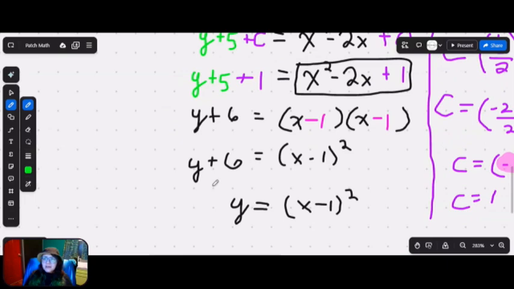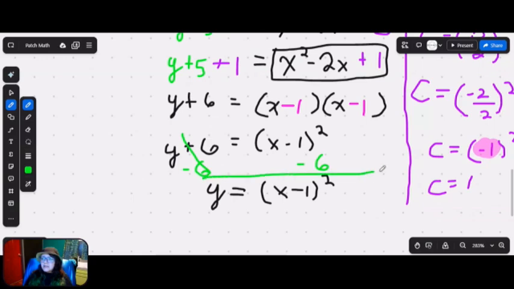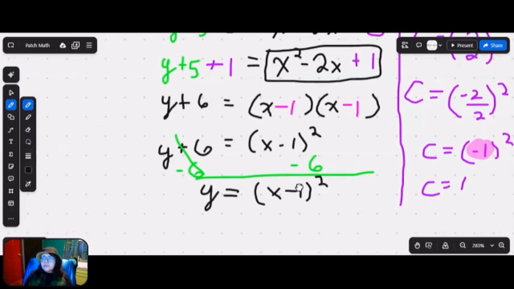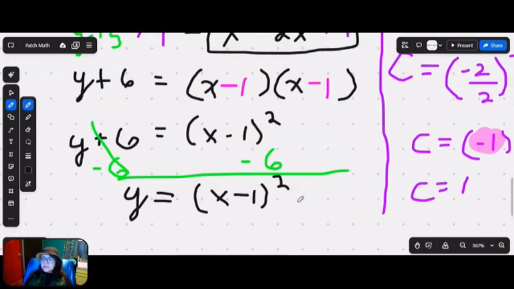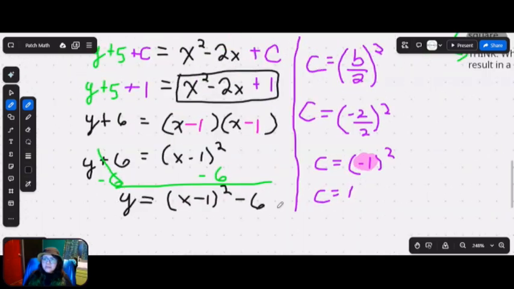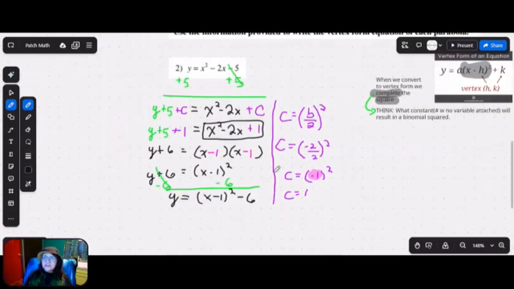So this 6 is being added on. The opposite of addition is subtraction. So if we want to get that to go away, to cancel out, for that to just be y, we're going to minus 6. Now we're going to minus that 6 from both sides. And when we minus 6 here, it just gets tacked on to the outside. We're going to leave that parentheses squared because PEMDAS says, hey, parentheses and exponents must come first. We can't simplify that down anymore. So that minus 6 is on the outside. And there you have it. The vertex form of this quadratic is y equals x minus 1 all squared minus 6.